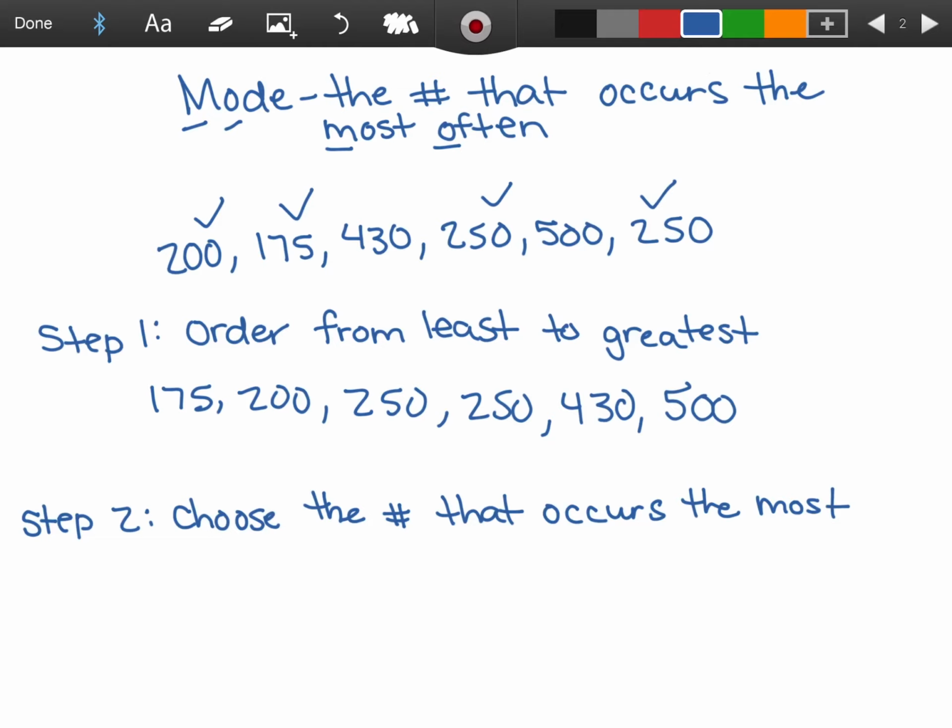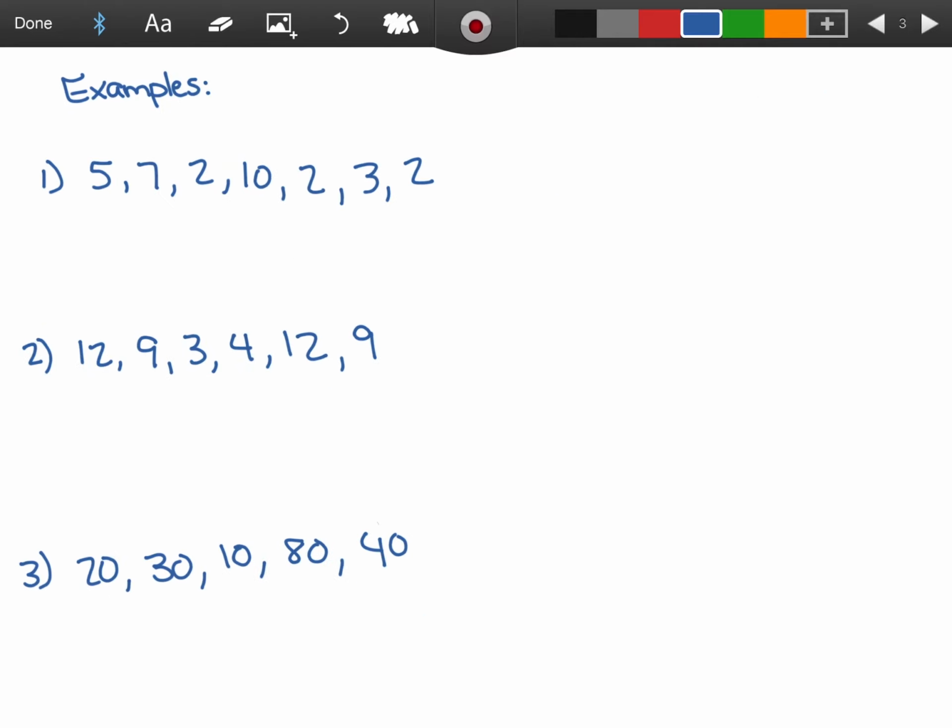So 175 only occurs once, 200 only occurs once, 250 occurs twice. So far that is our mode. 430 occurs once, and 500 occurs once. So in this case, the number that occurs the most is 250. That means 250 would be the mode of our data. It's the number that occurs the most often. MO, most often.